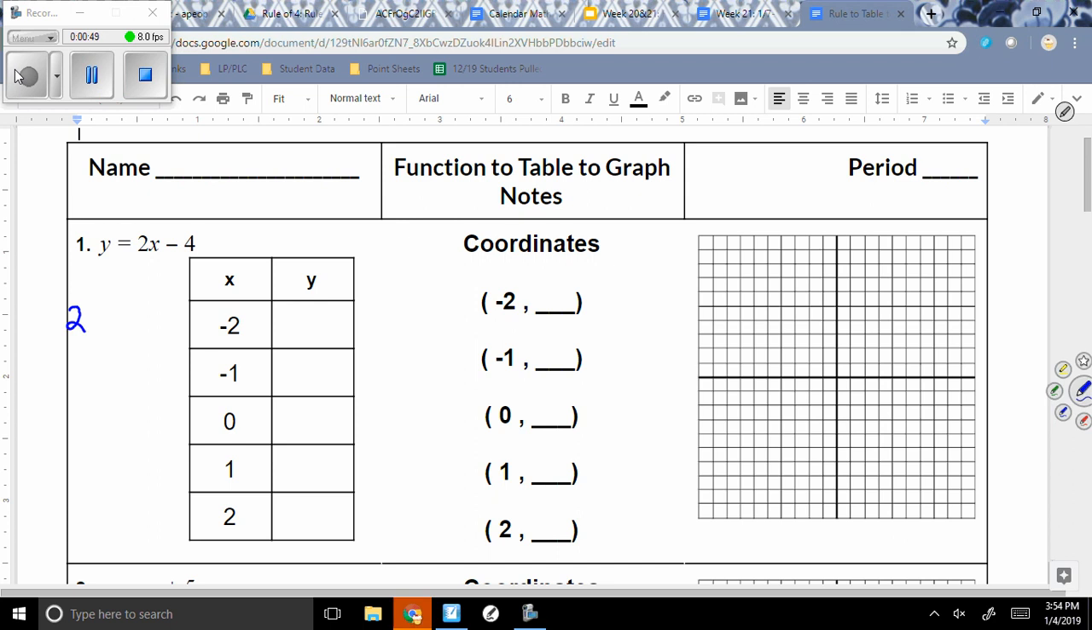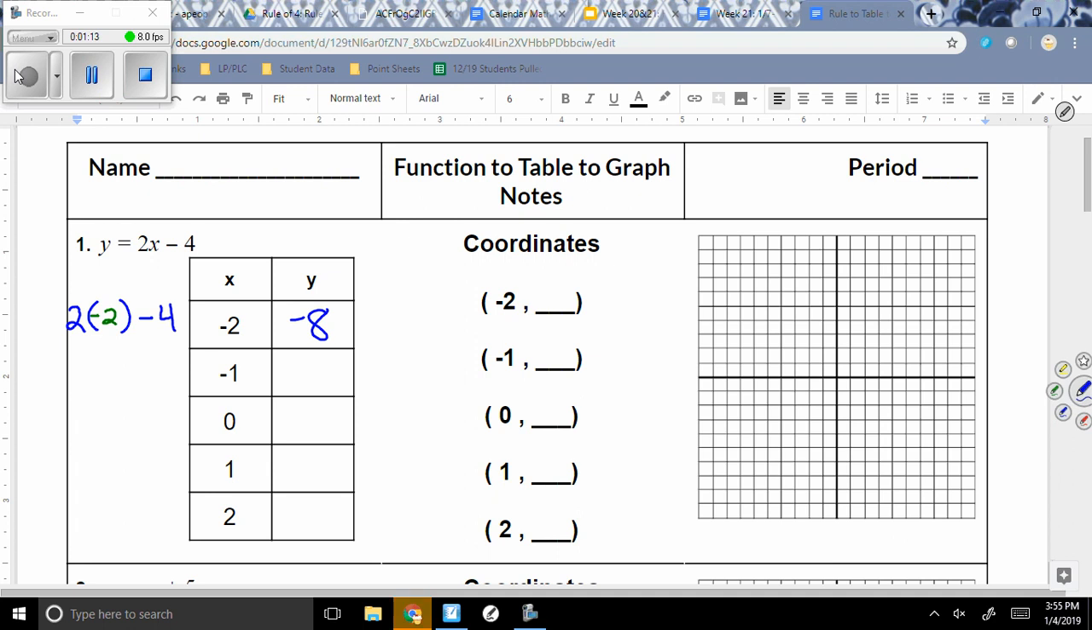Since there isn't room to show all of my work, I can put it off to the side here. Remember, we want to copy it exactly the same, put parentheses where x is. So I have 2 times parentheses minus 4, and I'm going to put in negative 2 because that's the first x that they tell me. When I substitute negative 2 in there, it's 2 times negative 2 minus 4, and I get the value of negative 8. So I'm going to write that in the y box.